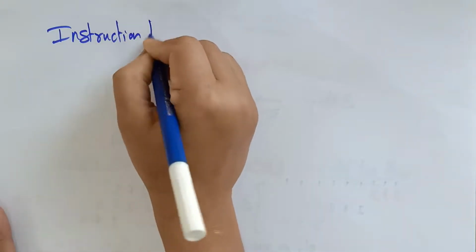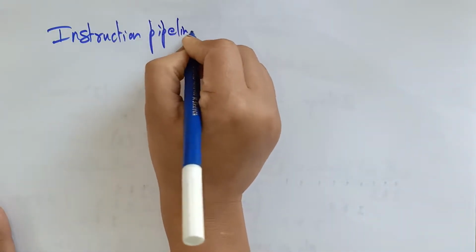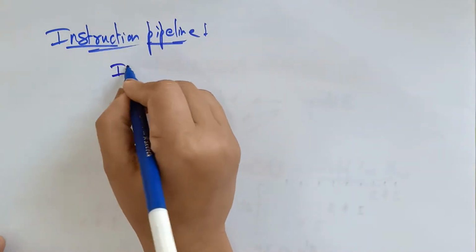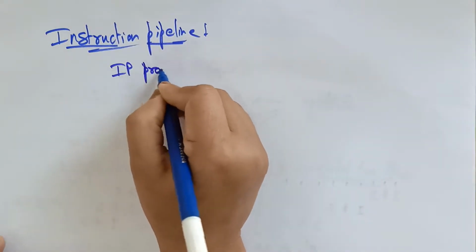Now coming to our definition, instruction pipelining. What do you mean by instruction pipelining? So you have seen the concept of pipelining. If pipelining is there, definitely the work will be completed in less time and more efficiently. Instruction pipelining means an instruction pipeline processor is a processor.